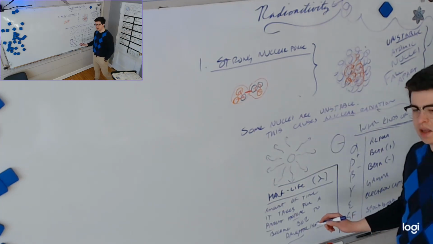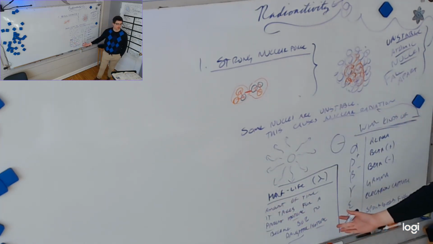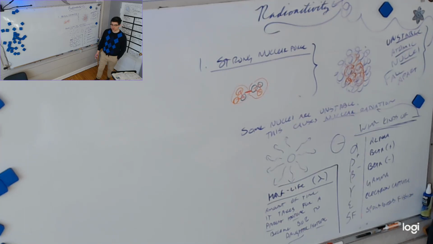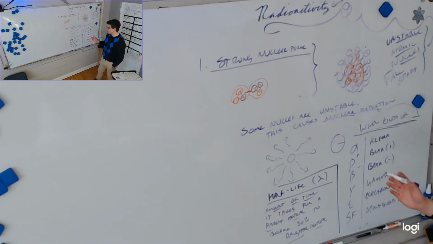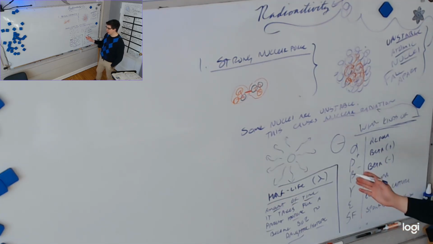And so, how would we measure this? What kind of units would we use to measure half-life, do you reckon? We'll read the definition carefully again. What kind of units would we use to measure this? Time, yeah. It's an amount of time. And every isotope has its own half-life.